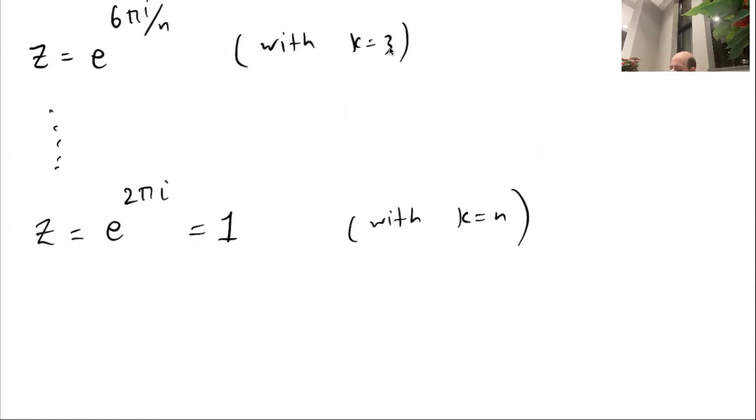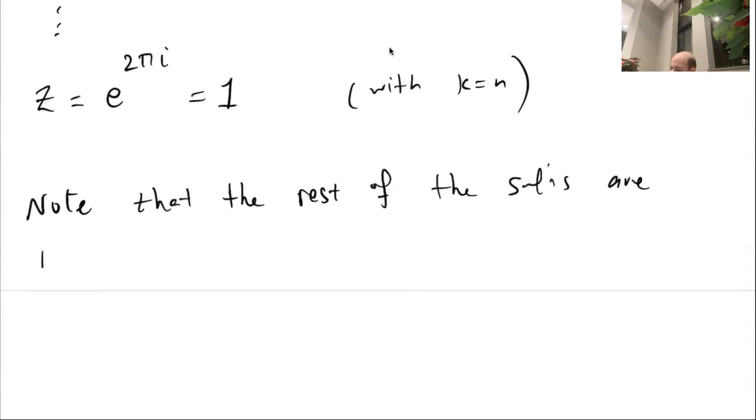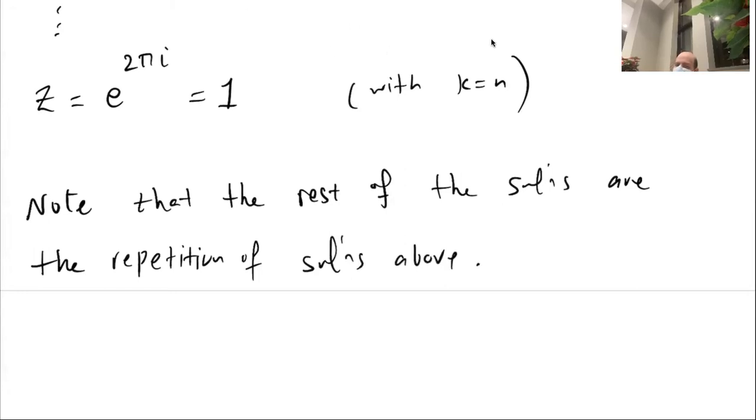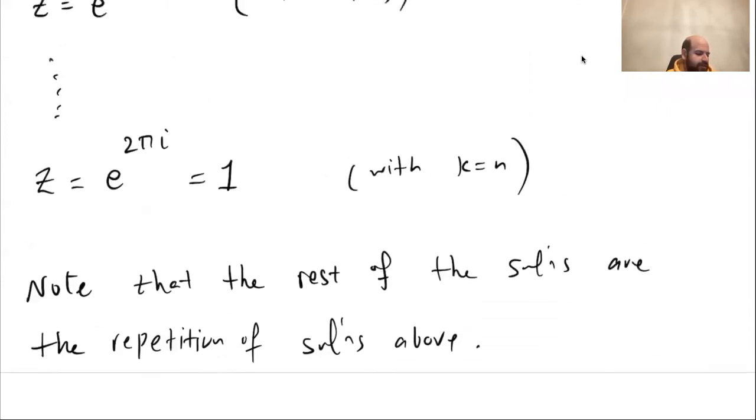What about the rest of the solutions? So note that the rest of the solutions are the repetition of solutions above. So we already got n solutions, and the rest of the solutions are the repetition of solutions above. All right, let's see why the rest of the solutions are the repetition of the previous solutions.